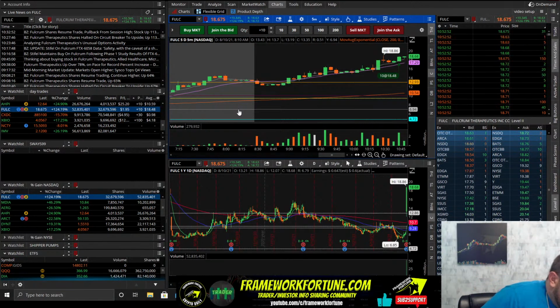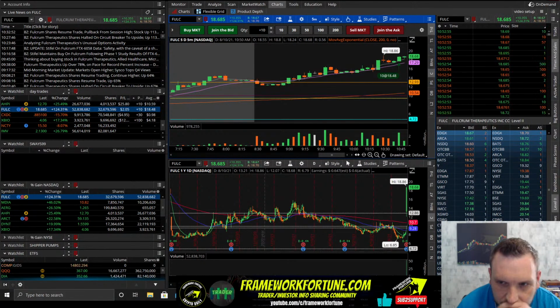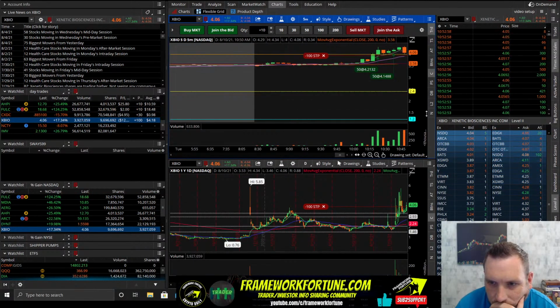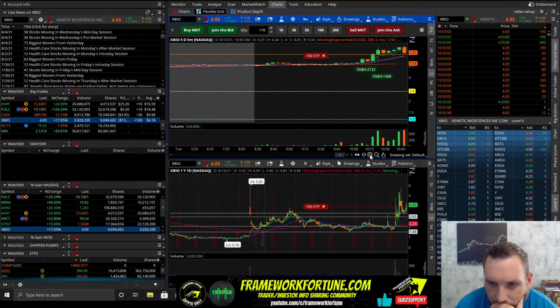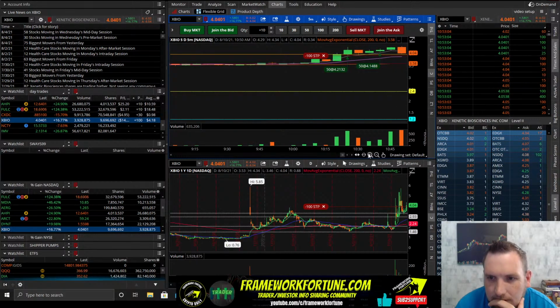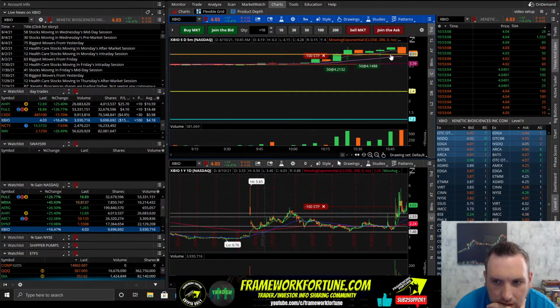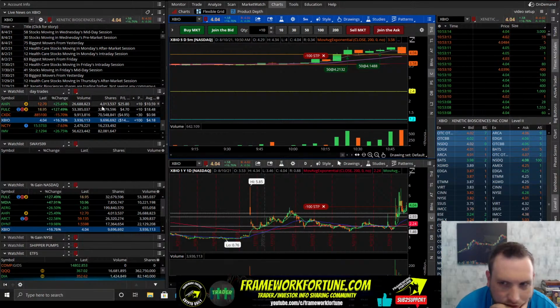XBIO might get stopped out and not be able to break that 430 area. Coming back down, testing that $4 area support to see that hold up, but it may not.